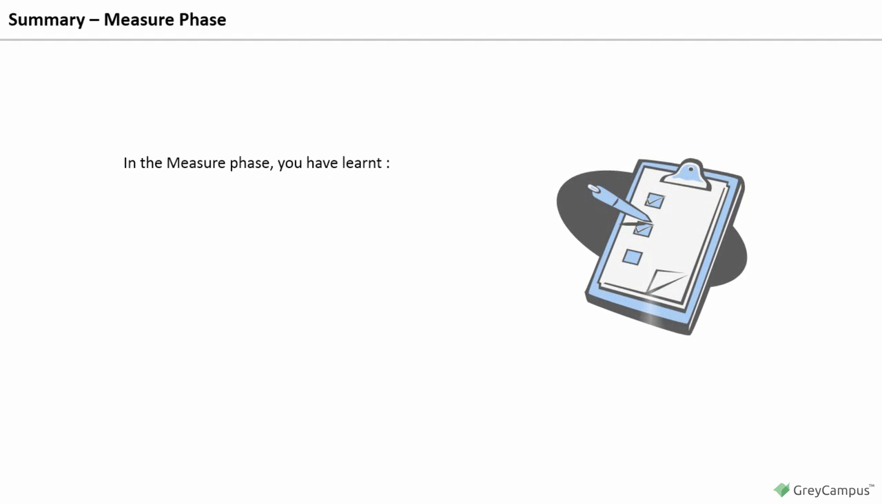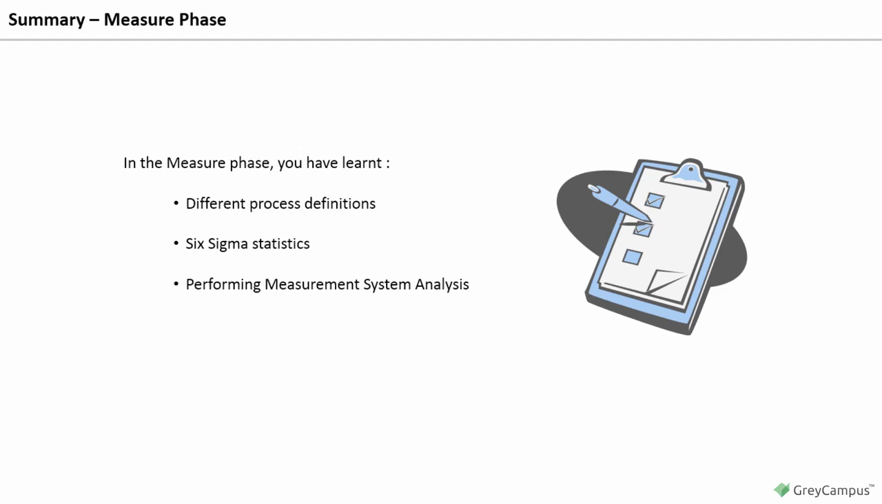Summary: measure phase. In the measure phase, you learned about the different process definitions, Six Sigma statistics, how to perform measurement system analysis, and how to calculate process capability.